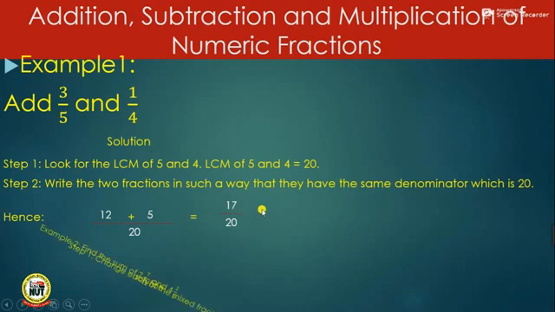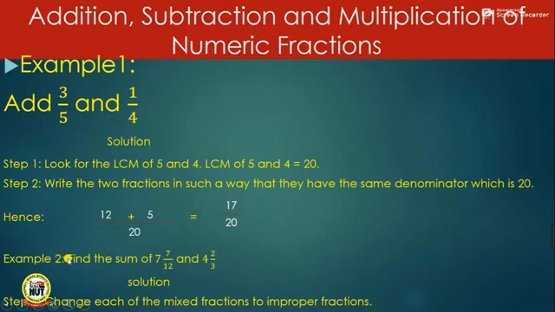Let us quickly look at another example. Example 2 says we should find the sum of 7 and 7 all over 12, and 4 and 2 all over 3. Now, sum is another word for addition. So anywhere you are asked to find the sum of anything, it means you should add those things together. Now, we have 7 and 7 all over 12.